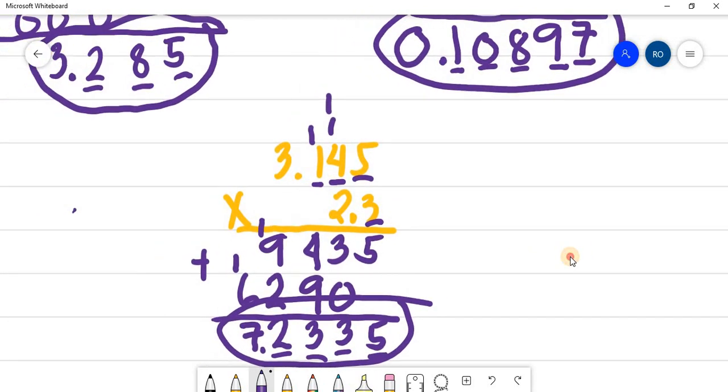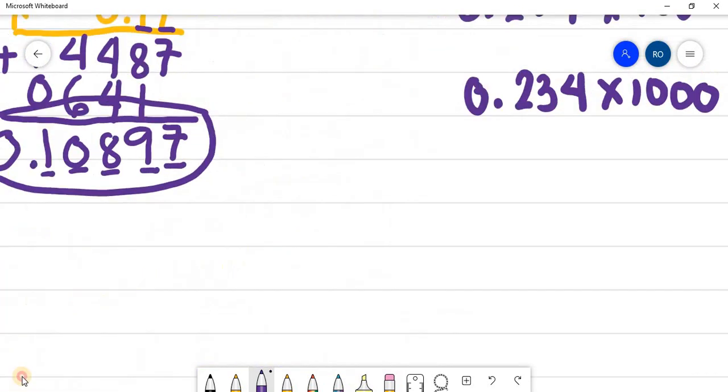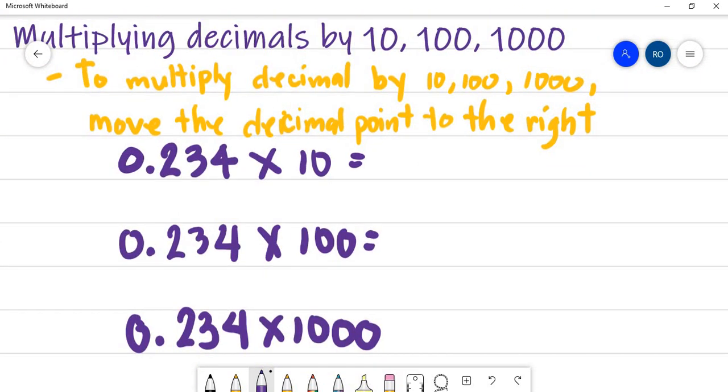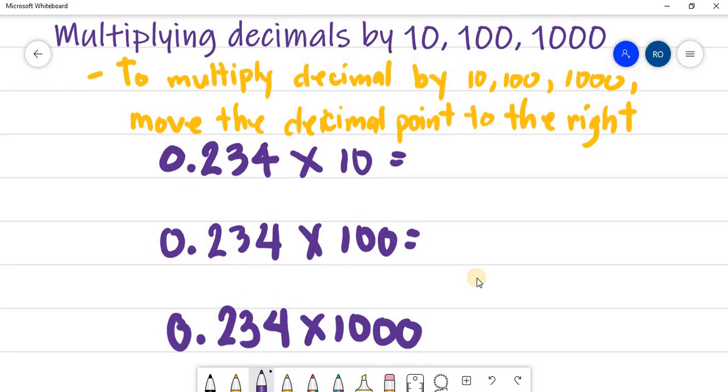So take note, in multiplying decimals, we don't need to make the decimal points align, and we count the total number of decimal places of the two given decimal numbers to write the final decimal number of the product. Now let's proceed to multiplying decimals by 10, 100, 1000.